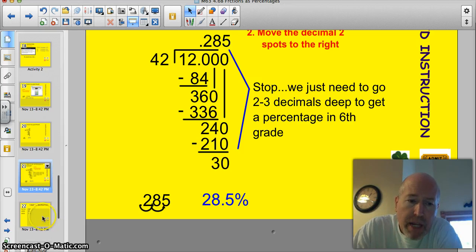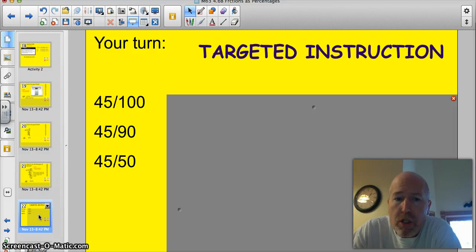Let's try a couple examples on our own. Here's one that you should be able to do, two you should be able to do in your head, and one you'll have to divide out, either with the calculator or on paper. Go ahead and try these three.